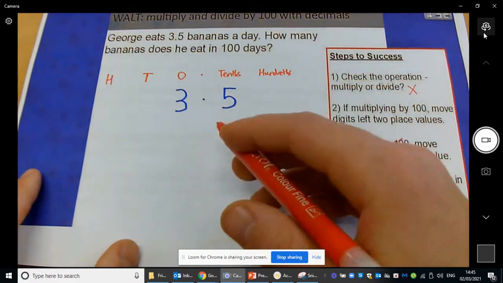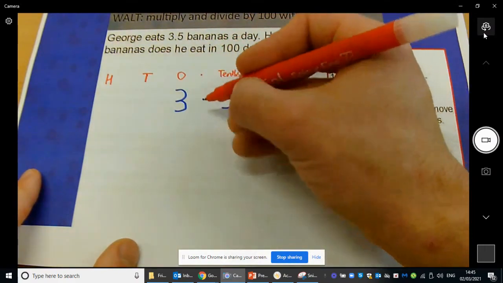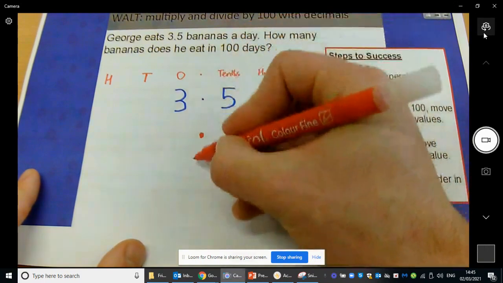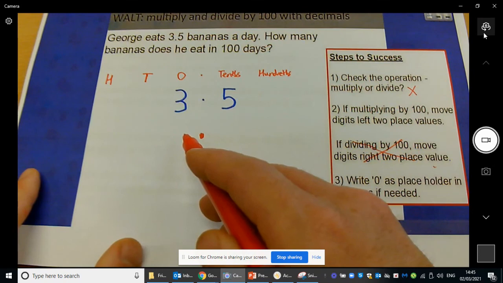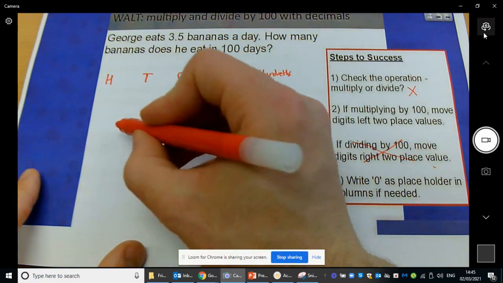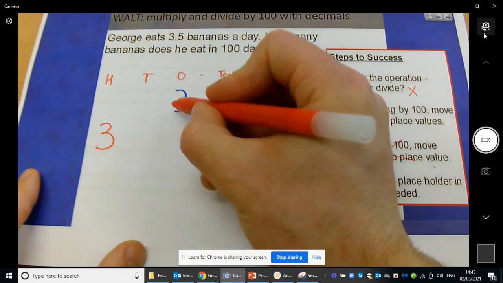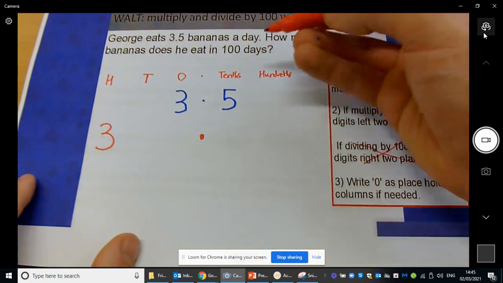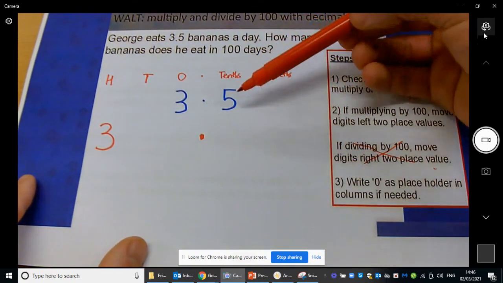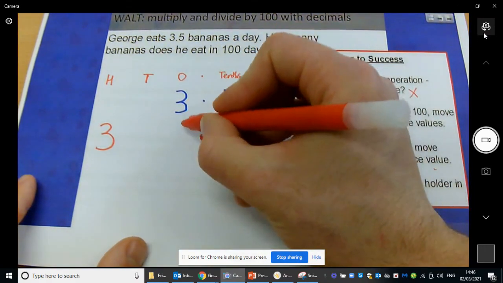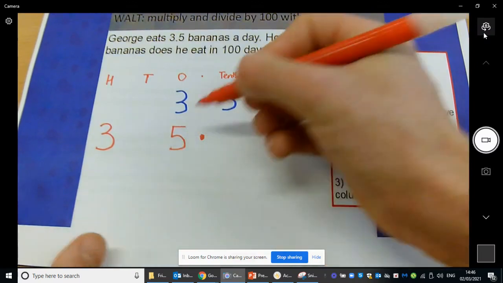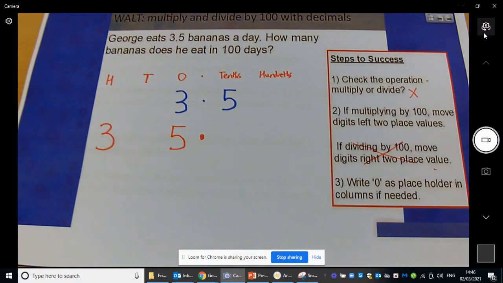Okay. So we're moving the digits left 2 place values because we're multiplying. I'm going to make sure my decimal's in there because that needs to stay in the same place. So let's start with the ones. 1, 2. So that's going to become 3 hundredths. Now our 5 tenths. We need to move that across as well. We need to move that left. So that's going to go there. Then write 0 as a placeholder in the columns if needed.